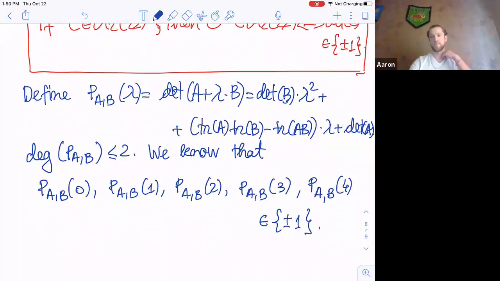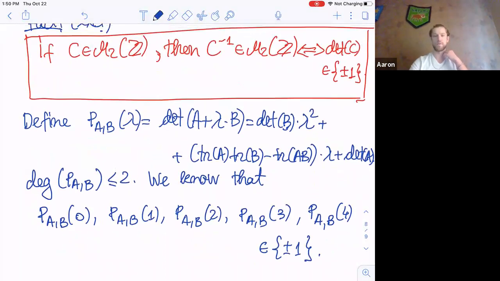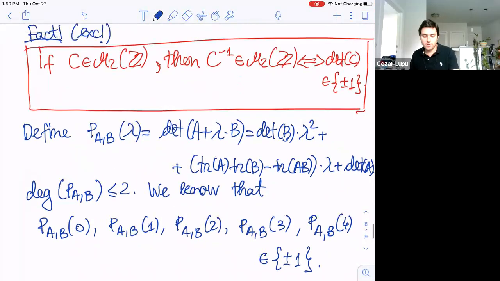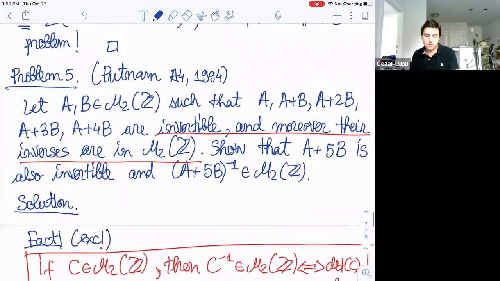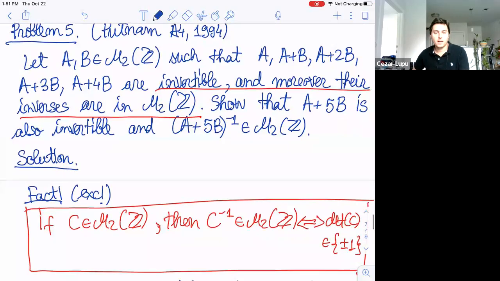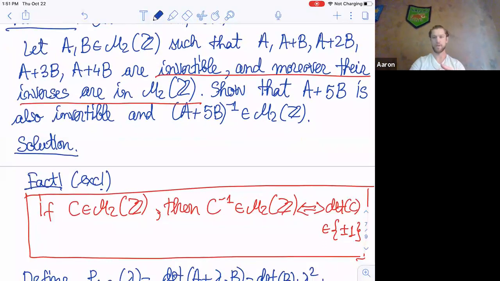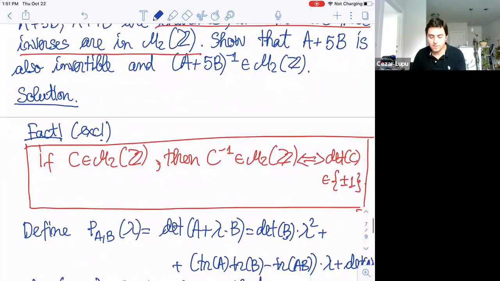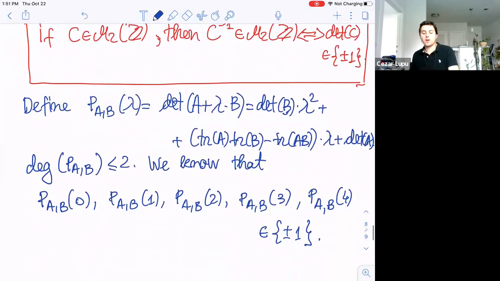But isn't it constrained to only whole integers though? Yes, they're integers. Look at the problem statement. P of 0, P of 1, P of 2, P of 3, P of 4 are invertible, and moreover, their inverse is in M2 of Z. So because of the identity, they have to be plus or minus 1. I use the fact, and I know that these 5 values belong to this set.